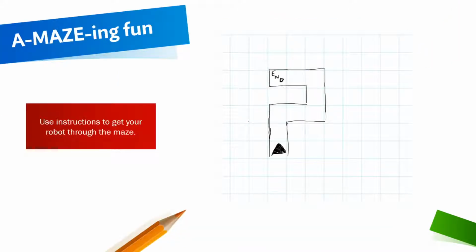Well, if I wanted to get this robot through the maze, I'm going to need to use a series of instructions. I'm going to have to list them all, but remember I can only use my keywords. So I need to list them all one at a time. So my first instruction would be forward 2. That will move me forwards 2 squares. Then right 90.